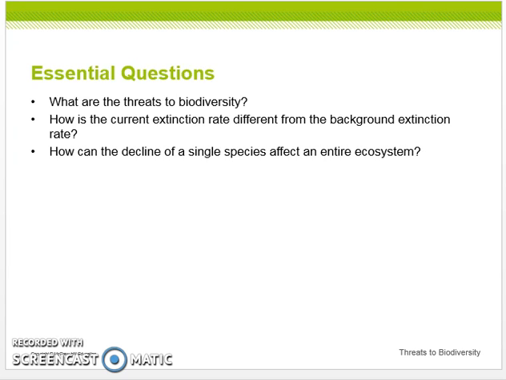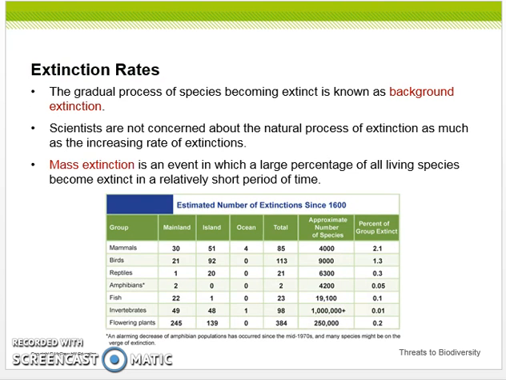So our essential questions for this section: What are the threats to biodiversity? How is the current extinction rate different from the background extinction rate? And how can the decline of a single species affect an entire ecosystem?